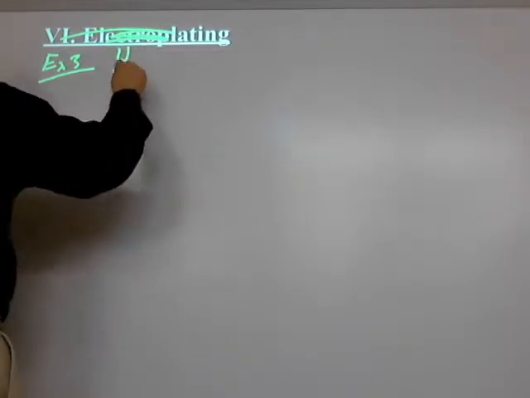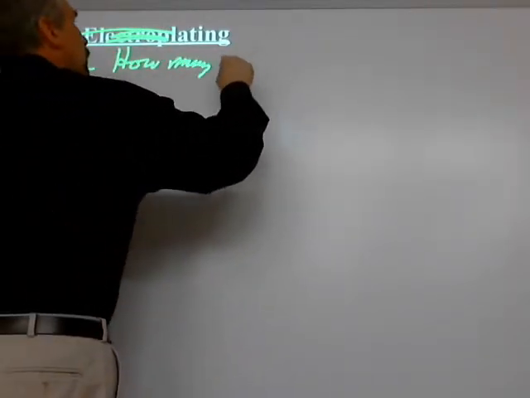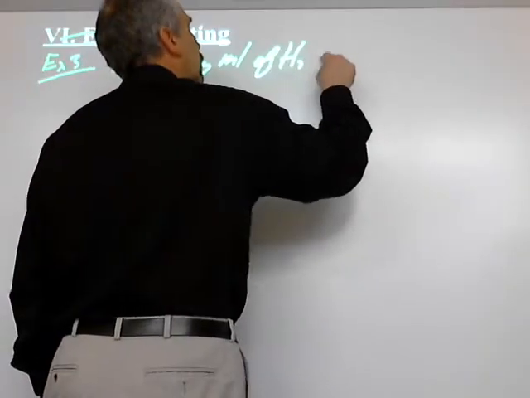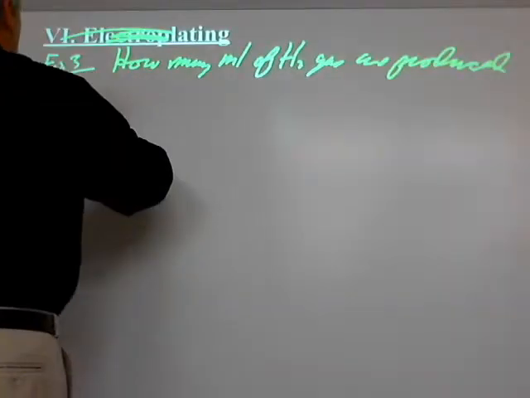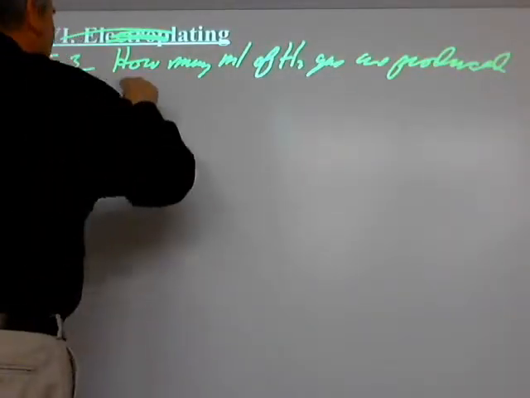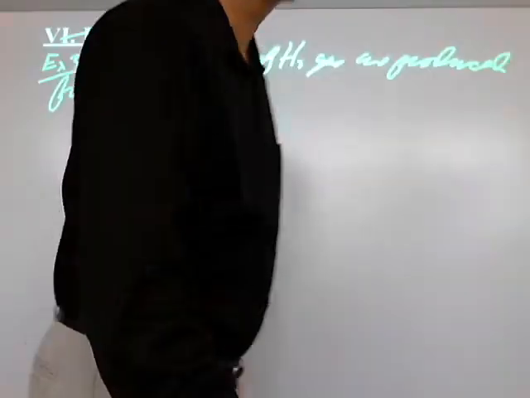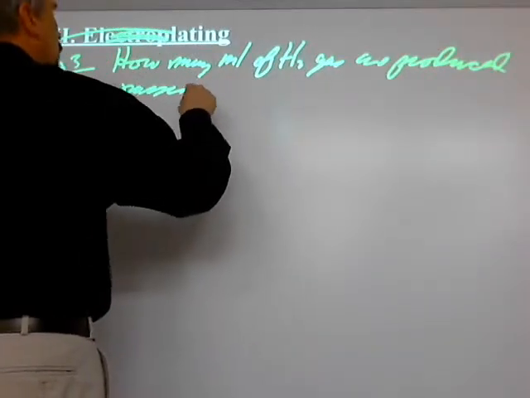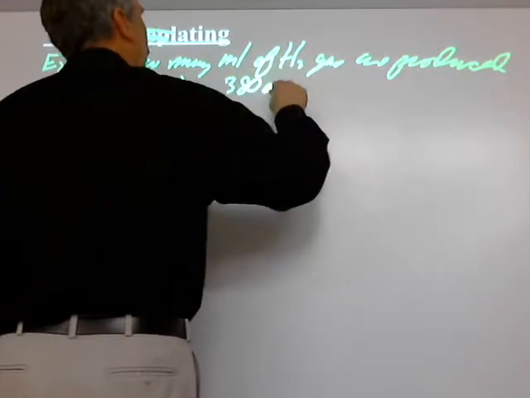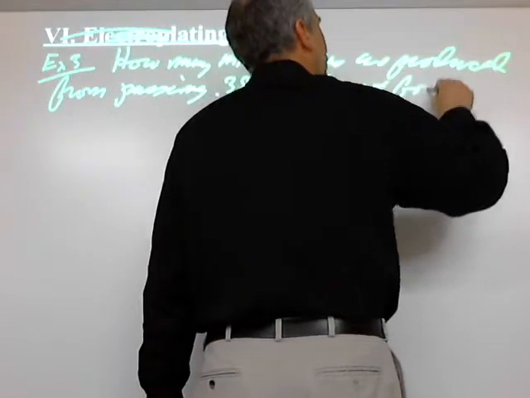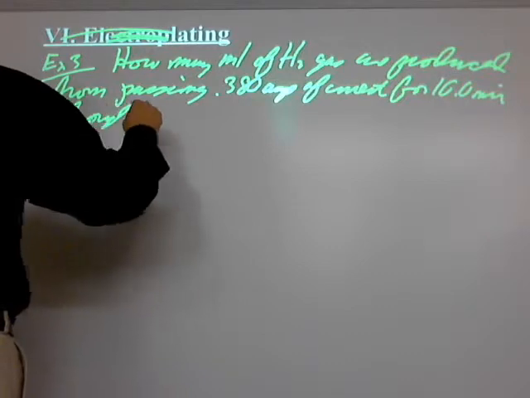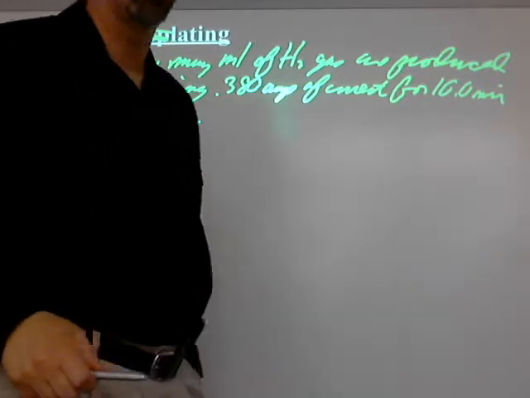And just say how many milliliters of hydrogen gas are produced from passing, I'm going to try to keep that at 0.380, passing 0.380 amps of current for 10.0 minutes through water. Okay, so there's your question.